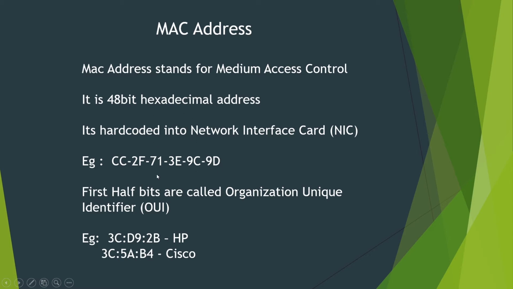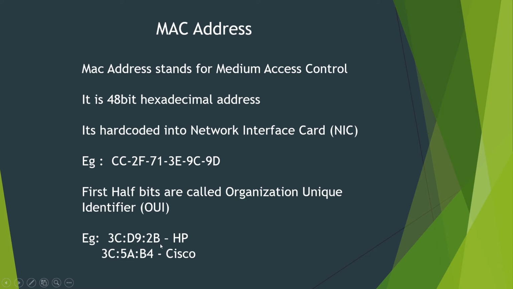One interesting point is that the first half of the bits is called the organization unique identifier. These bits are incorporated into the network interface card by the manufacturer. The first half is this first CC, 2F and 71. These are the same for one manufacturer. So if this MAC address was generated by, say, Intel, the first 24 bits are the same for all Intel chipsets, and only the last 24 bits will change from device to device.